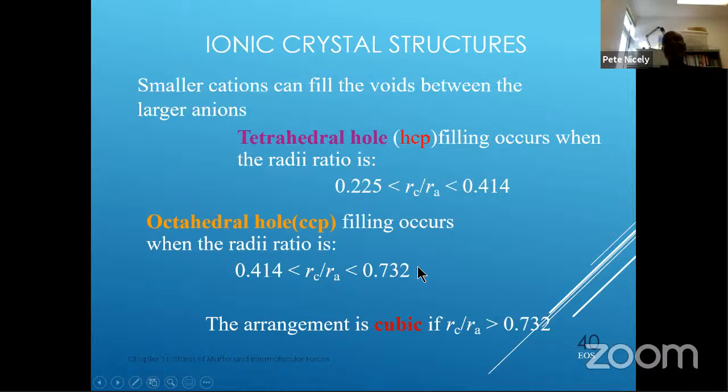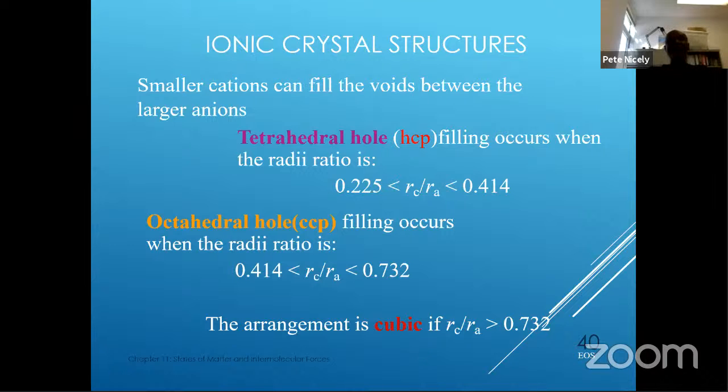On the other hand, if the ratio goes from 0.414 to 0.732, then the structure adopted would be the octahedral arrangement, I'm sorry, the CCP arrangement where the octahedral holes are filling. So the first one would be the AB arrangement, and when I say AB, I mean AB, AB, AB continuing. In the case of the second one, the arrangement would be ABC, ABC in terms of the arrangement of the particles for each layer. And then if the ratio goes beyond 0.732, then the arrangement would be cubic.